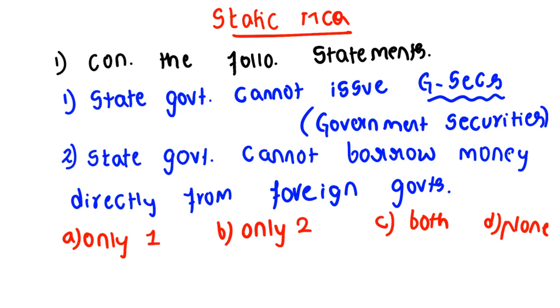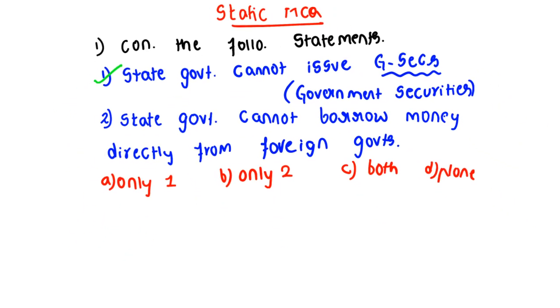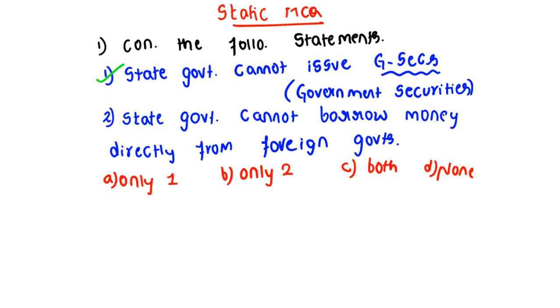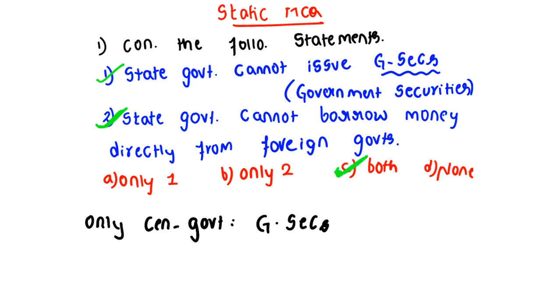So yes, statement one is correct. State government cannot issue government securities. Sir, then who can issue government securities? At any cost, only the central government can issue. G-Secs are issued by the central government only. State government cannot issue them, so statement one is true. Statement two: state government cannot borrow directly from foreign governments. Yes, that is true. So the answer here is C, both.